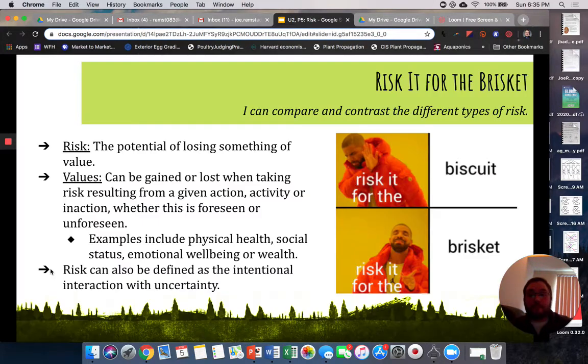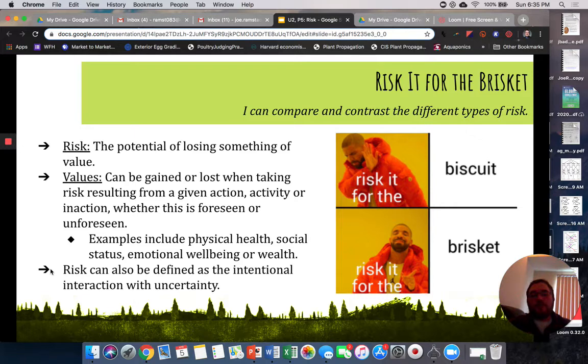Okay, so risking it for the brisket. Personally, I like brisket more than I like biscuit, so I always say risk it for the brisket instead of risk it for the biscuit. Personal preference, some people say risk it for the biscuit. But at the end of the day, one of the main definitions for risk that I personally prefer is the potential of losing something of value. And in a minute, I'm going to talk about uncertainty, and uncertainty and risk go hand in hand too, and that's where the second definition could come in. But risk is the potential of losing something of value.